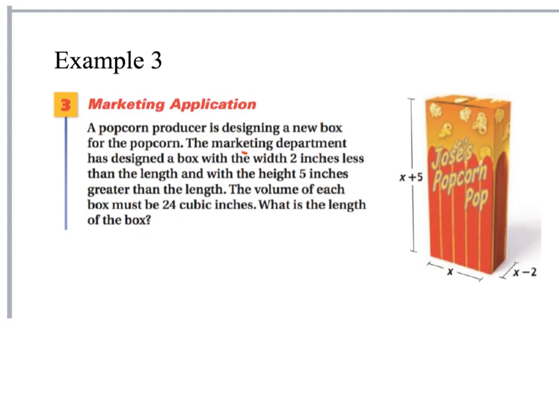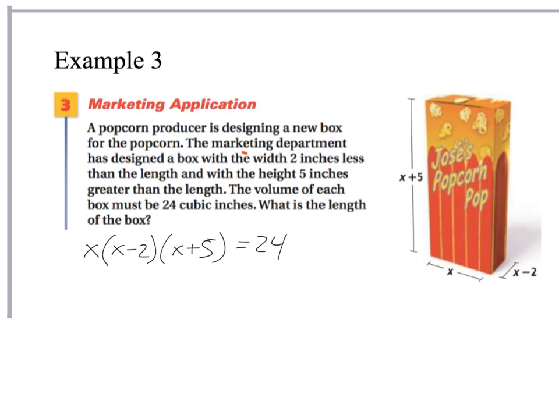All right, so the idea here is that we have some equations that give us the various dimensions of the box, and we know what the volume is, so we need to work backwards and figure out what the dimensions are based off of all of this stuff that we're given. So the volume of a box is length times width times height, so that's going to be x for the length, x minus 2 for the width, and x plus 5 for the height, and it is equal to 24 cubic inches.